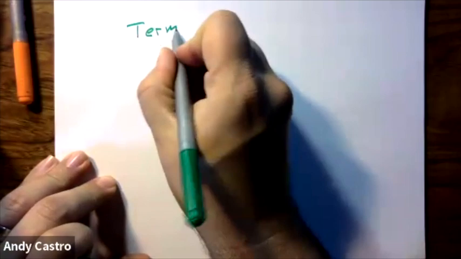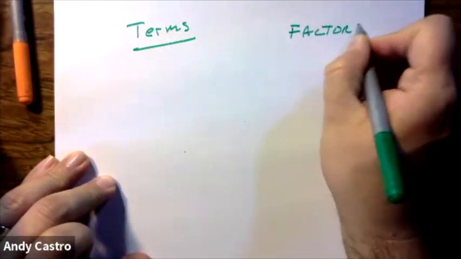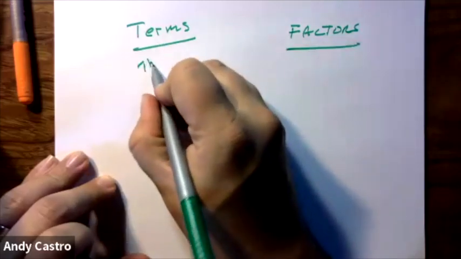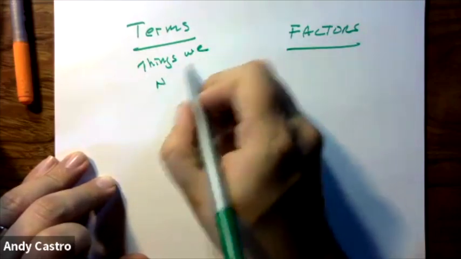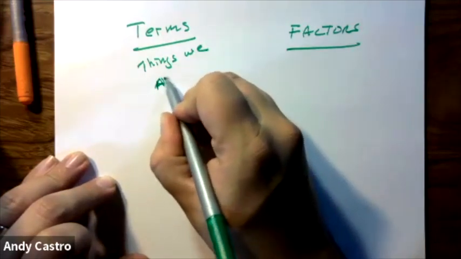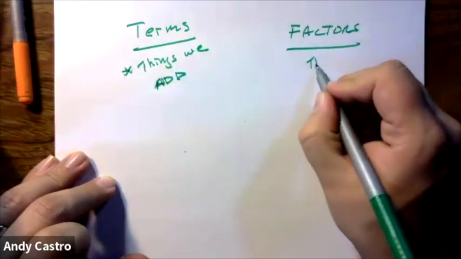All right, so we're going to do a slight little bit of review today. We're going to talk again about terms and factors. Terms are things we add. If you're taking notes, and you should be, let's go ahead and write these down again. Terms are things we add. Factors are things we multiply.